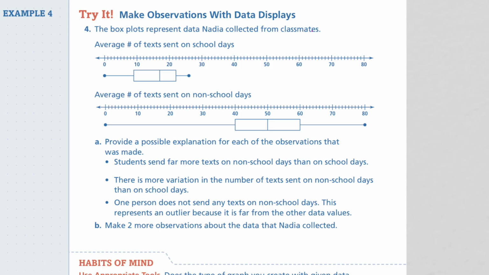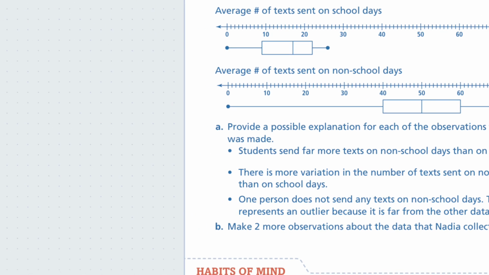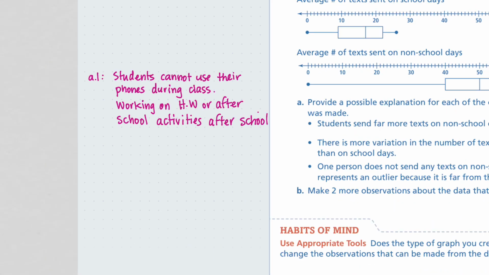Make observations within data displays. The box plots represent data Nadia collected from classmates, and we have the average number of texts sent on school days and the average number of texts sent on non-school days. Provide a possible explanation for each of the observations that was made. So let's look at the first one. Students sent far more texts on non-school days than on school days. What can be a possible explanation for that? Okay, so one possible explanation: students cannot use their phones during class. And after school, they're either working on homework or maybe some after-school activities.